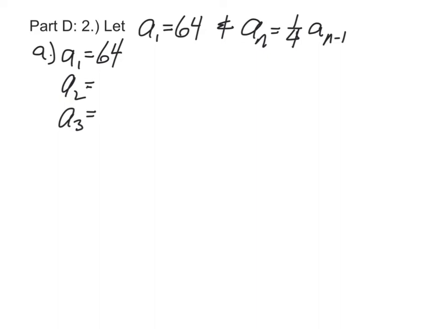Let's try one more recursion sequence and finding the first few terms. In this example, our first term is going to be 64, but to find the nth term, we're going to take the previous term and multiply it by a fourth. So a fourth of 64 is 16, and a fourth of 16 is 4. Now we can easily see that we're multiplying by the same thing every time, making this a geometric sequence.